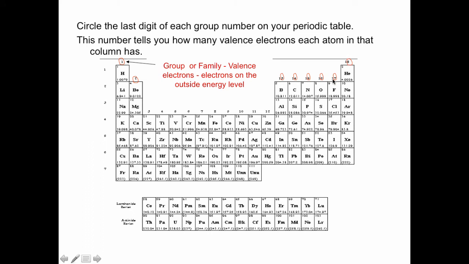So I want you to circle the last digit of each number on your periodic table. This number, if you remember, tells you the number of valence electrons that each atom has in that column. So if this is group 1, that means every element in this column has 1 valence electron. And we also learned today that that determines its reactivity. Just like protons identify an atom, valence electrons determine its reactivity.